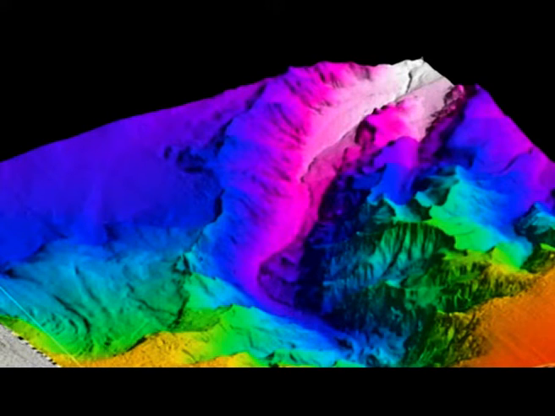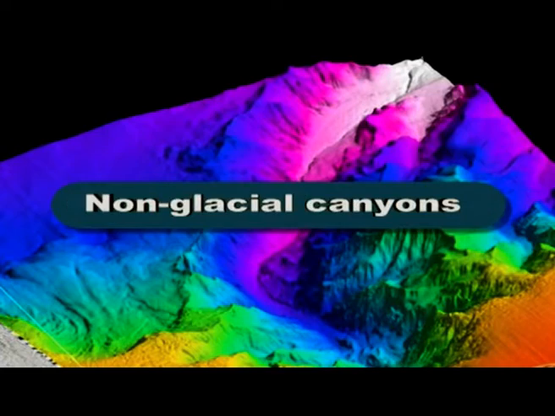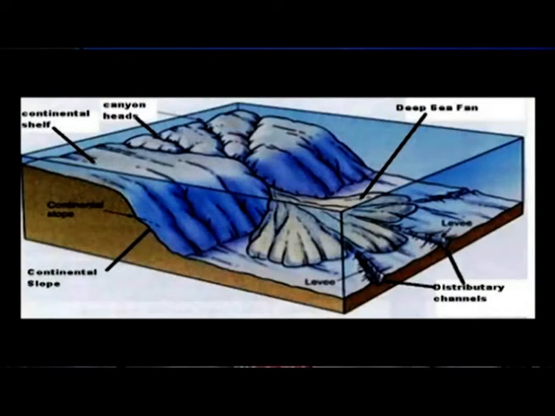Let us see the types of submarine canyons. On the basis of morphogenetic processes, submarine canyons are classified into glacially eroded canyons and non-glacial canyons. Let us see the distribution of submarine canyons.